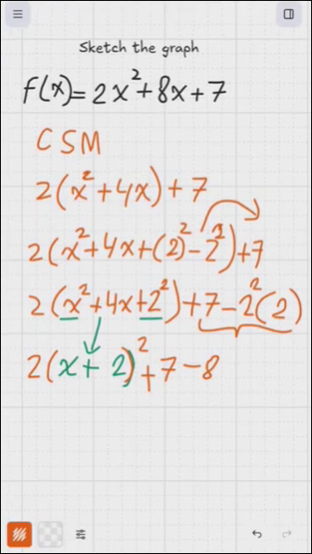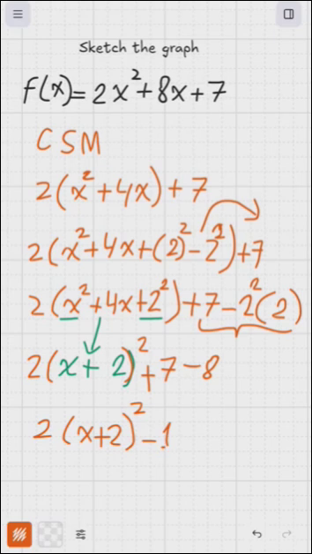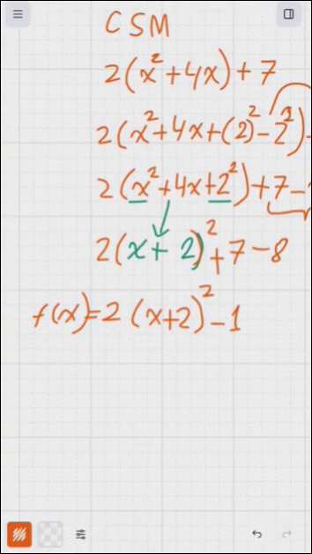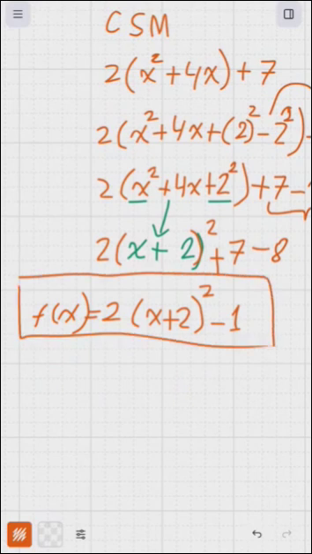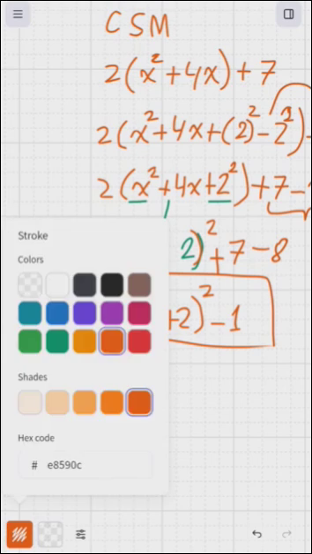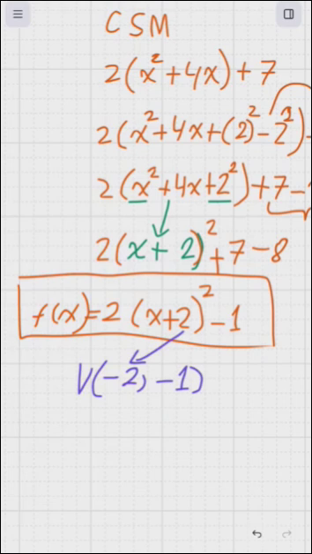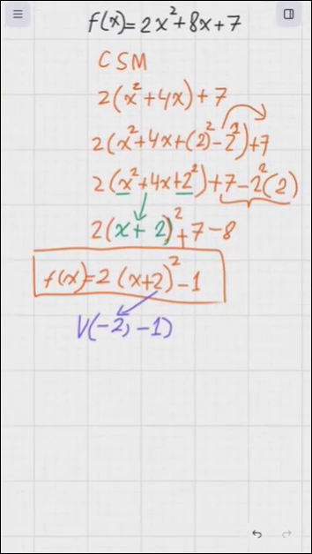One more step: 2 times x plus 2 whole squared, and 7 minus 8 is minus 1. Okay, so this is our f of x. And we got the equation into vertex form. This is our vertex form of the given quadratic equation. Now we can easily write our vertex. So my vertex here is minus 2, minus 1. Okay, this is always the opposite. So from here starts the step pattern method.